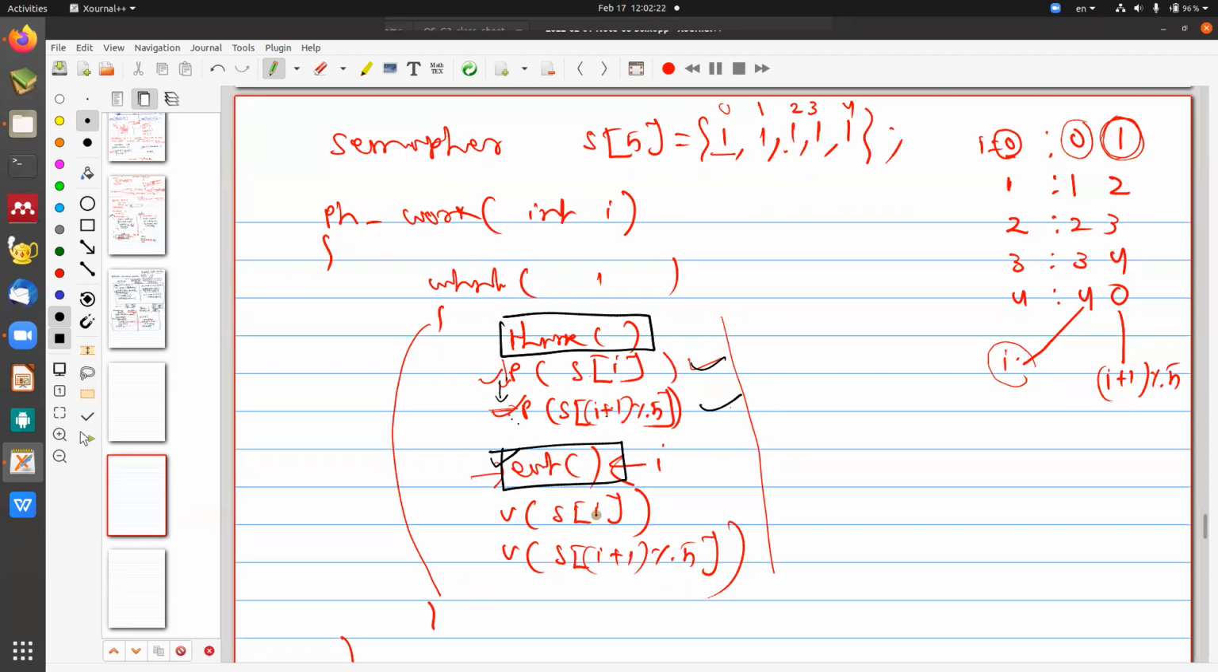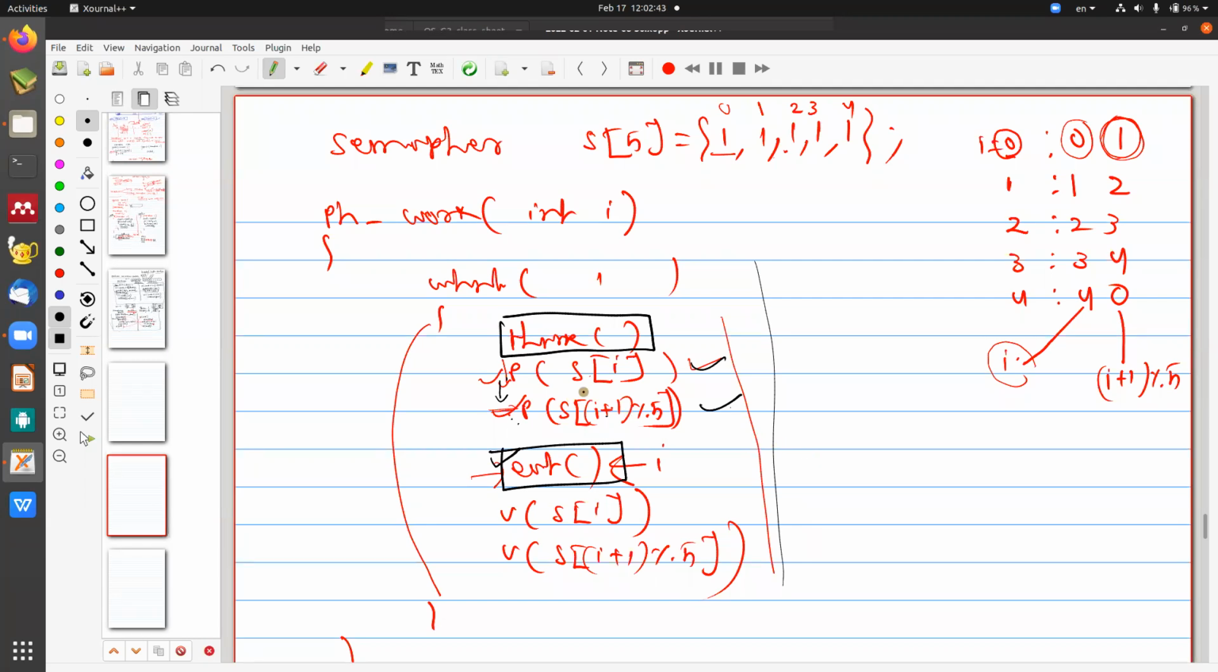Once it is allowed to eat, then again you have to release the spoon, because after you are eating, my next person has to eat. So how are they allowing? Here it is allowed by the V operation. So this is the simplest solution to do it. But there is an issue. What is the issue? Last point. What is the issue?